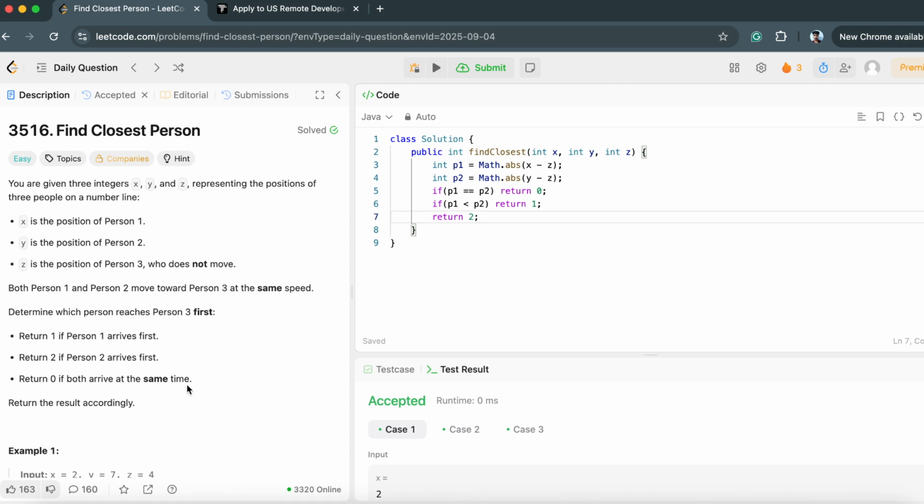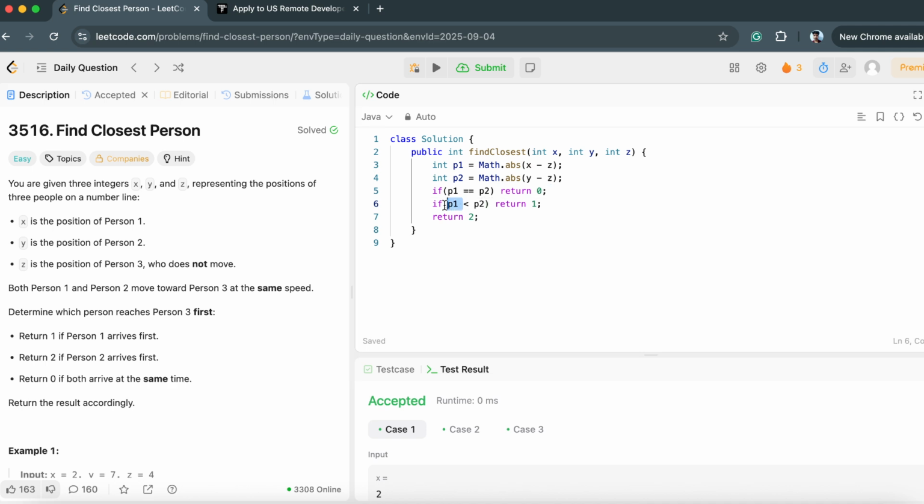It is quite straightforward. What we will do is get the difference between x and z. That way we'll know when person 1 reaches person 3, and then there is the distance between y and z. That is also something we will get. When we get both the absolute differences, we have to check if p1 and p2 are equal. That means both have reached at the same point in time, and we have to return 0.